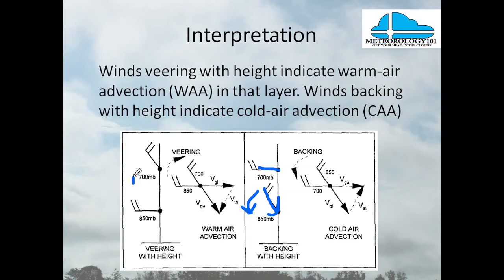So with height, these are veering. The wind barb going clockwise is veering; counterclockwise is backing. And with backing, you indicate cold air advection, and warm air advection with veering. So that's one main thing to remember when you're looking at these upper level winds.